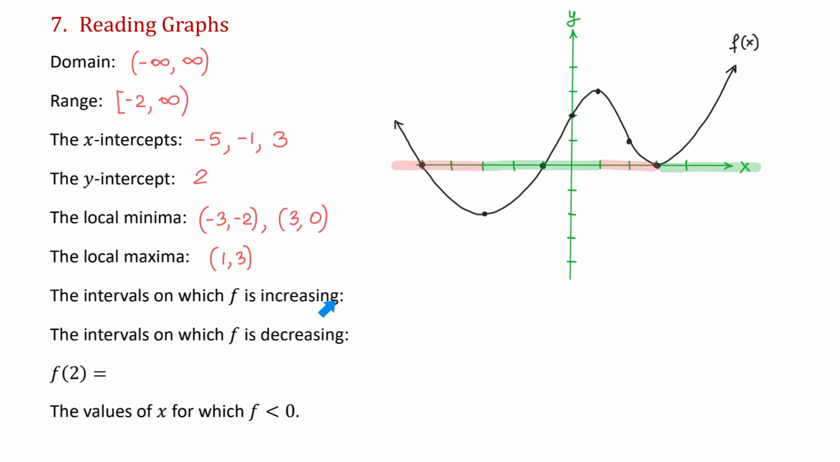So the function is increasing from negative 3 to 1, then from 3 to positive infinity. And when we write the intervals where the function is increasing, always use parentheses. So the first interval will be from negative 3 to 1, and the second from 3 to positive infinity. Then the function is decreasing from negative infinity to negative 3, then from 1 to 3. And again, when we write the intervals, we will just use parentheses. So negative infinity, negative 3, and 1 to 3.